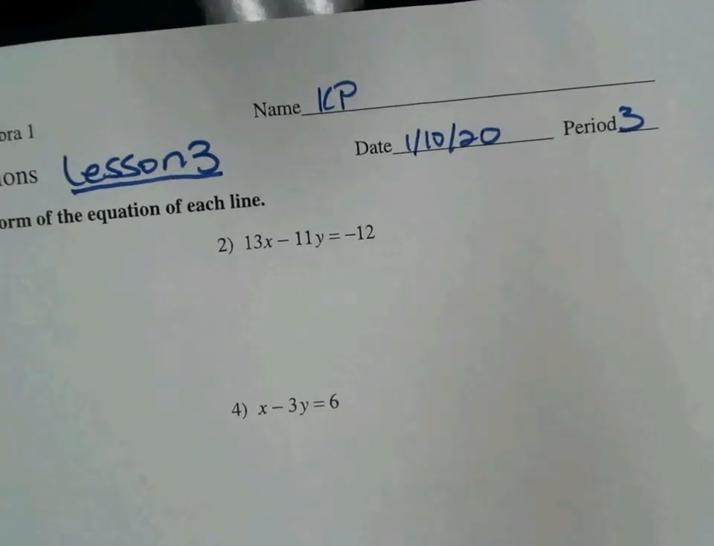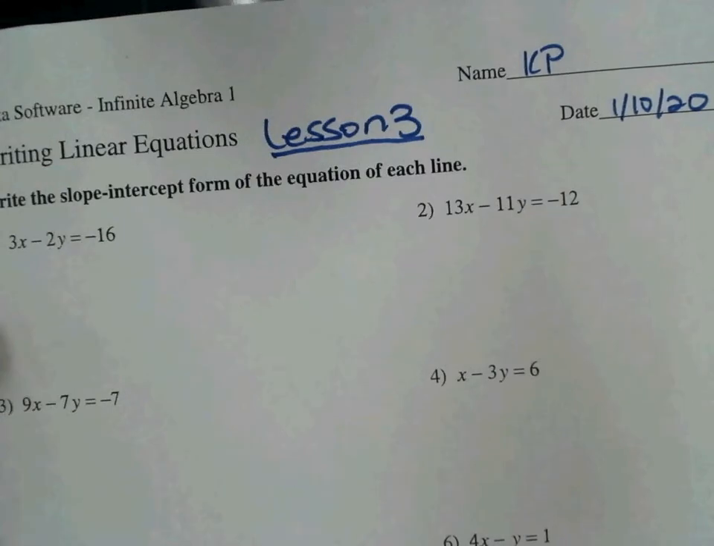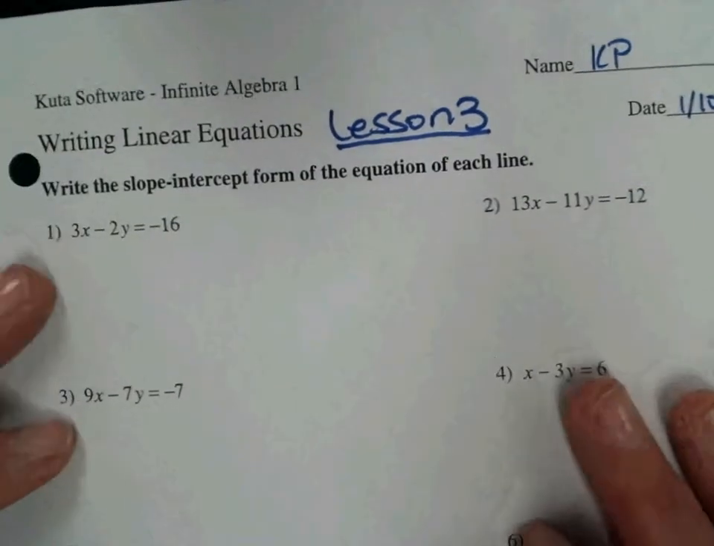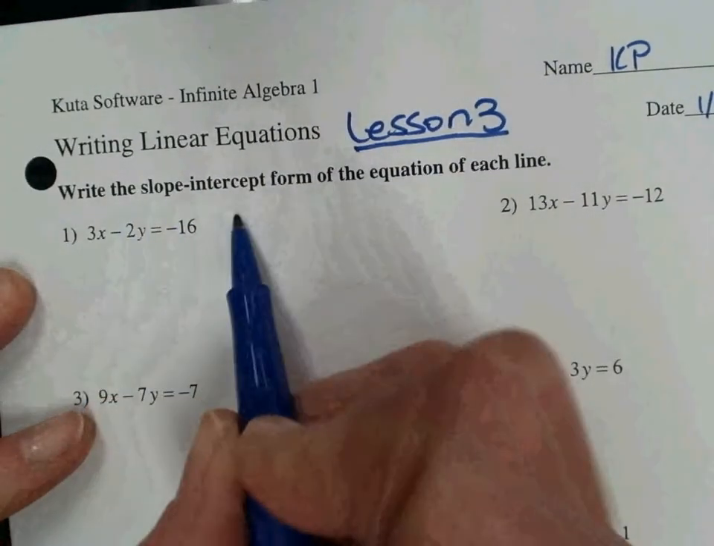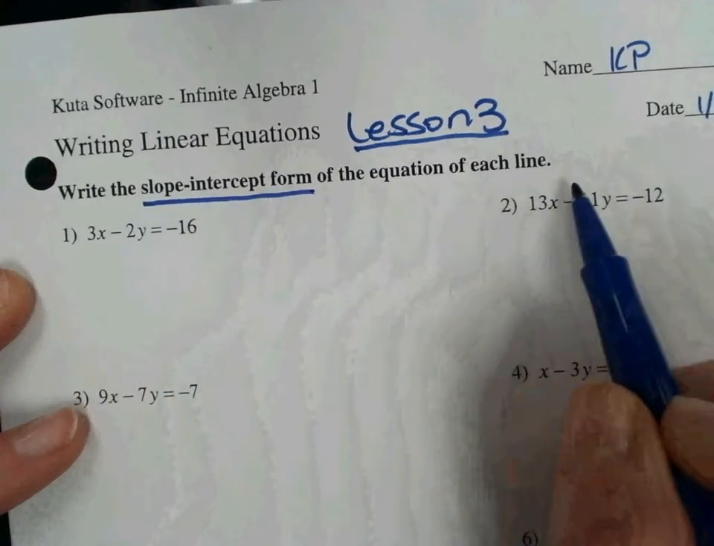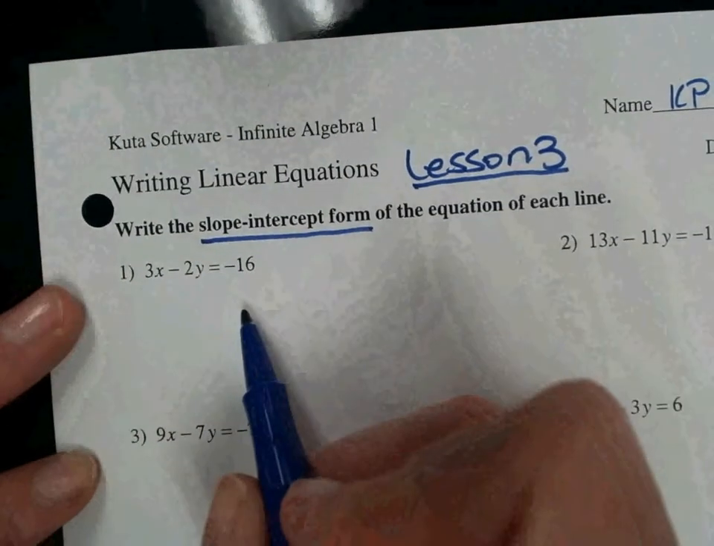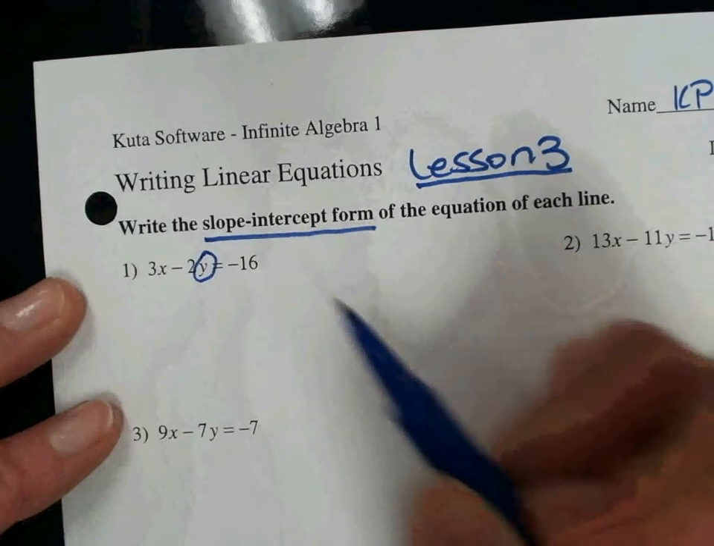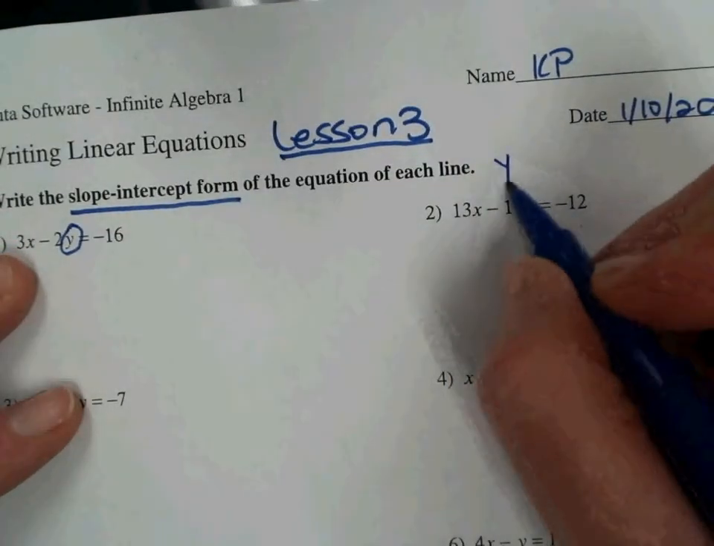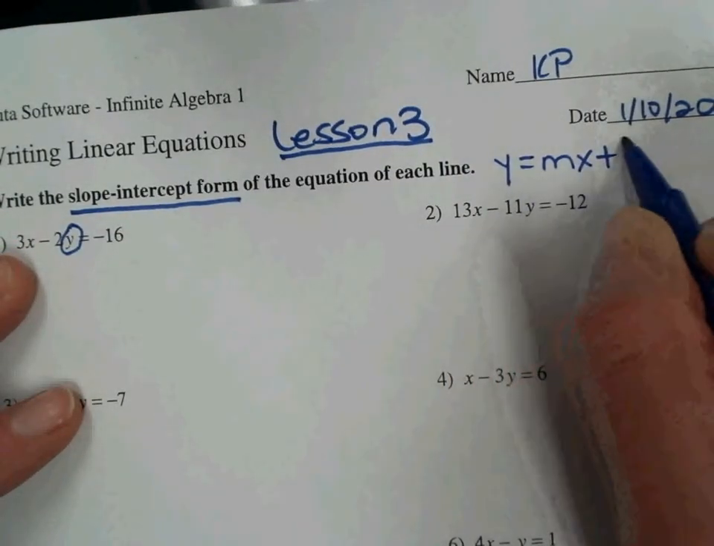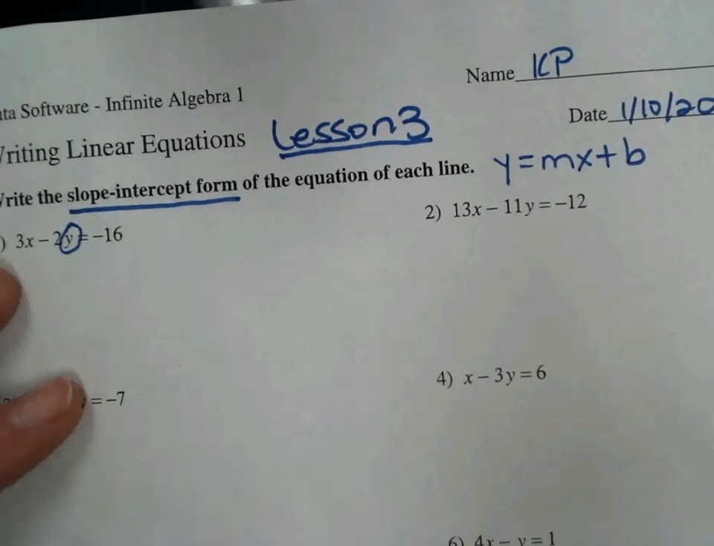I'll go over a question from different sections, starting with number 1. It says, write the slope-intercept form of the equation of each line. So, number 1, solving for y. Let's refresh. Y equals mx plus b. That's the form we're getting it into.